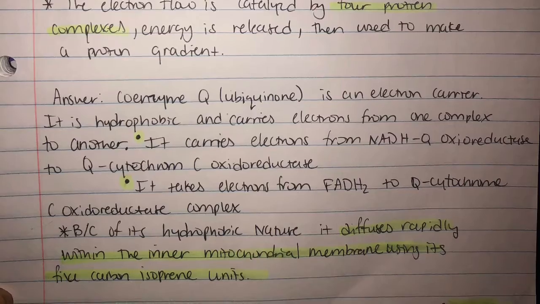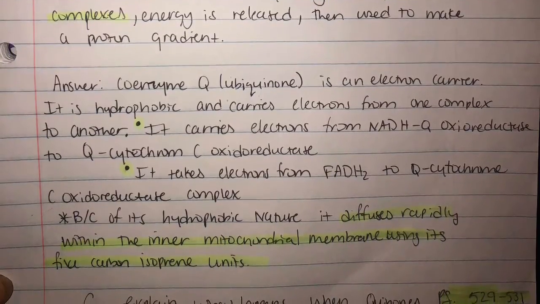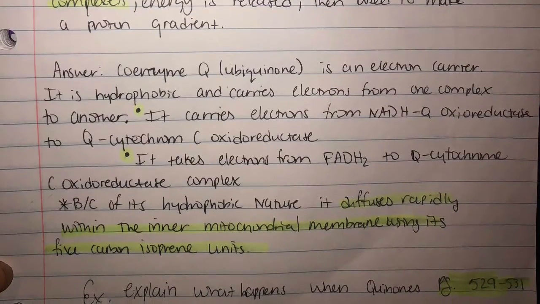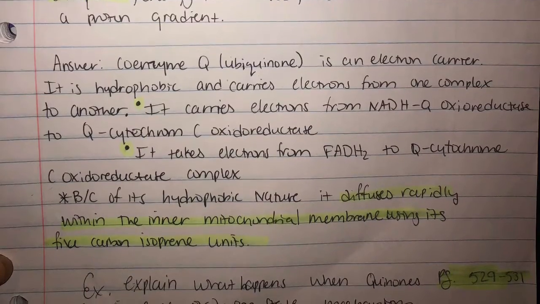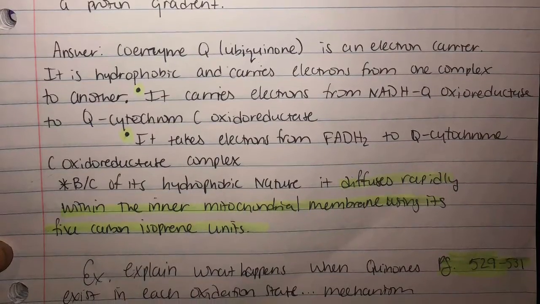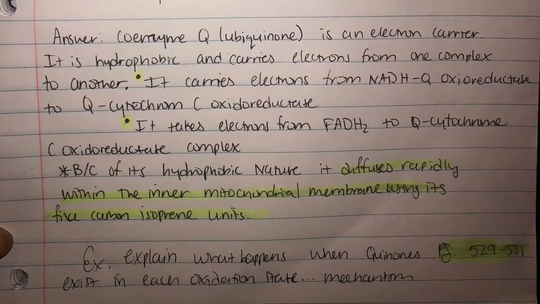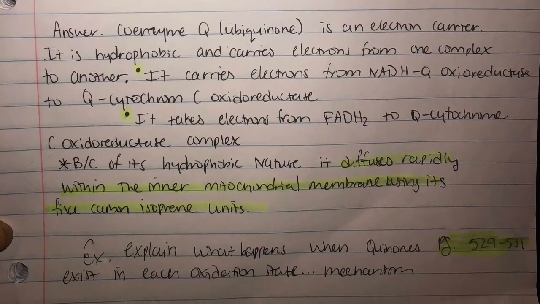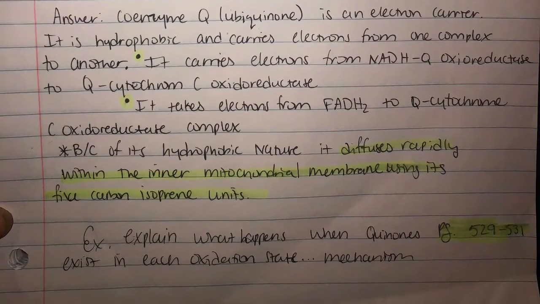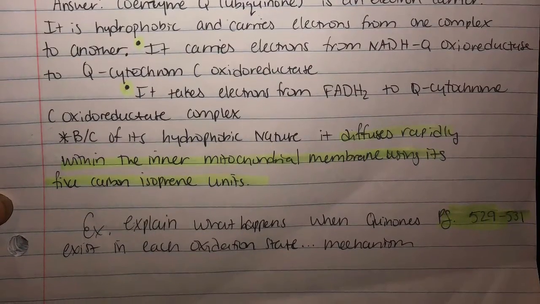A popular coenzyme Q would be coenzyme Q10, and you can also find that in the book on page 531. It is best to know what happens when each coenzyme Q is oxidized. Because it has so many oxidation states, it is important to know what happens and how it happens, and the mechanism of each, which you can also find on page 531.